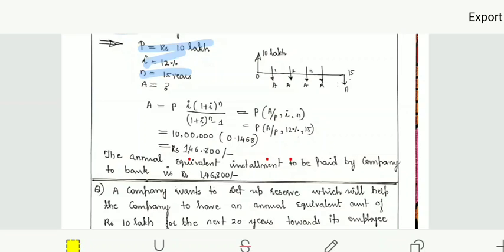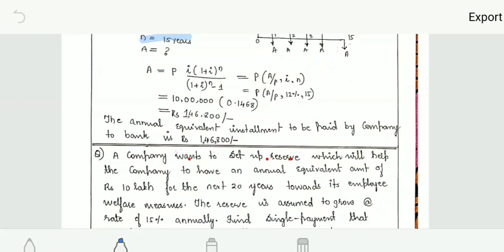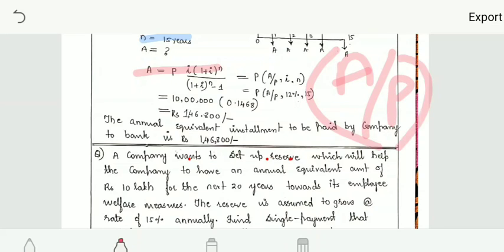So here you are finding out the amount for the present worth. In the table, what you have to check is A by P, that is the compound interest table. This A by P should be multiplied into the present worth because you are finding out the amount. So your amount A is equal to P into A by P from the table. So A is equal to P, A by P, i comma n. So this much is the amount that you have to pay at the end of every year.